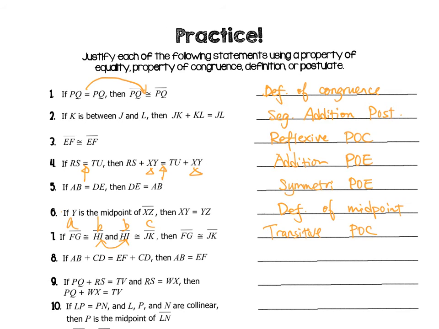Number 8, if AB plus CD equals EF plus CD, then AB equals EF. So it's obviously a property of equality. And here, because it's plus, I have to subtract the length of CD on both sides. That's how I got to this conclusion. Therefore, this is a subtraction, right?